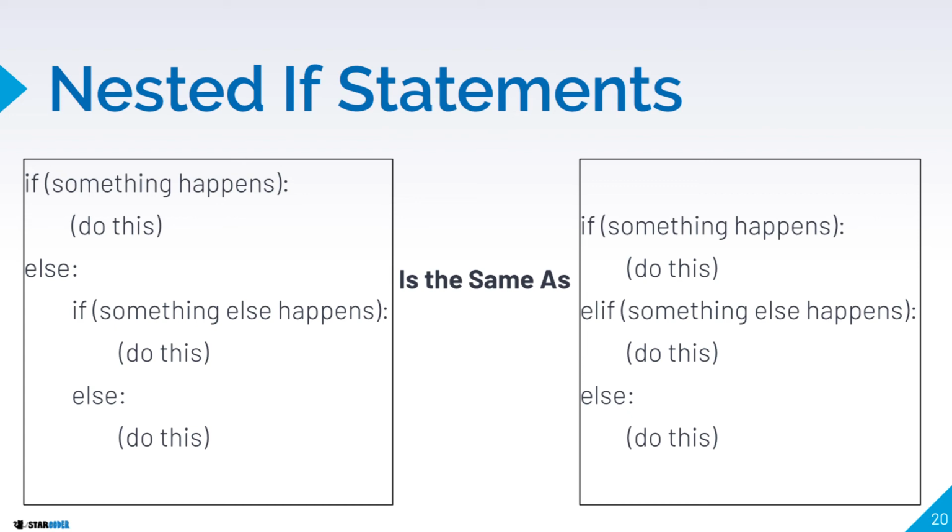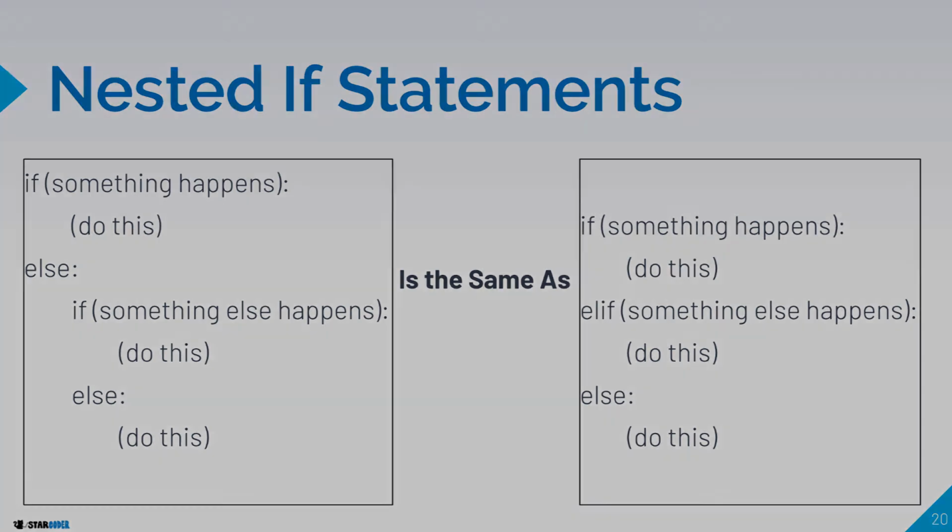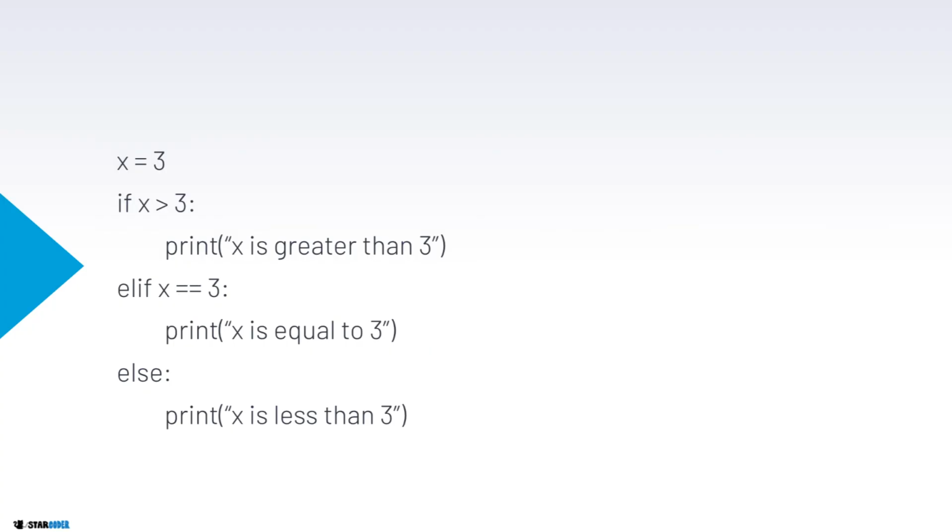X is equal to 3. If x is greater than 3, print x is greater than 3. Elif x is equal to 3, print x is equal to 3. Finally, else, print x is less than 3. So in this case, which block of code do you think would execute?